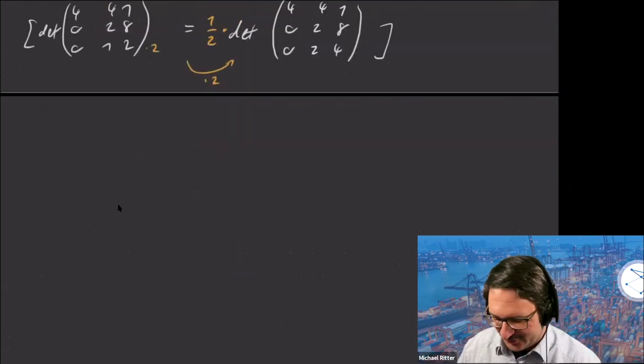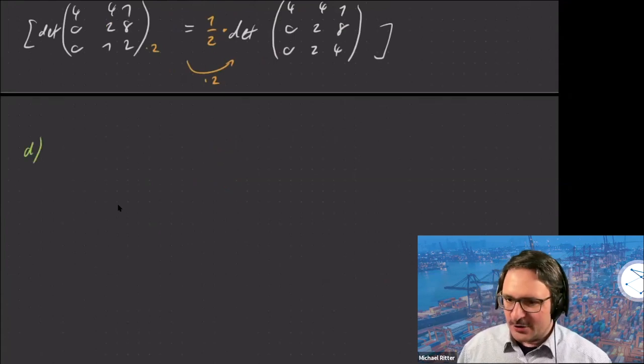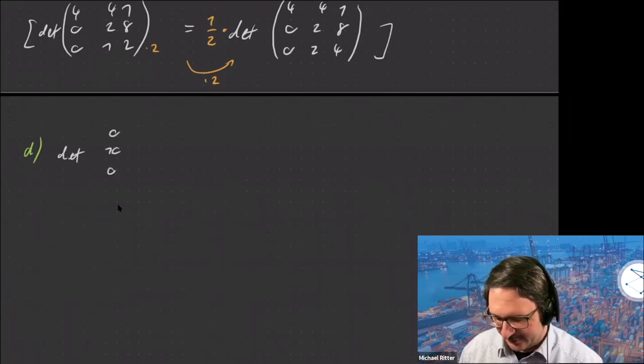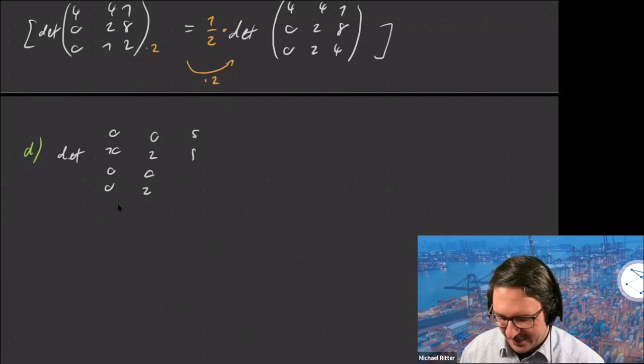And I'll demonstrate using this here. So in part D, we have to compute the determinant of the following matrix: 0, 10, 0, 0; 0, 2, 0, 2; 5, 8, 0, -6; 3, -27, 3, and 15.